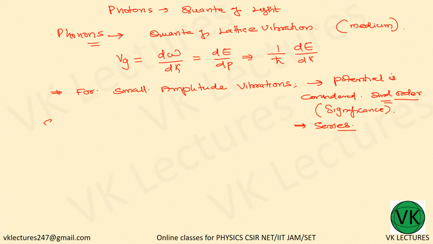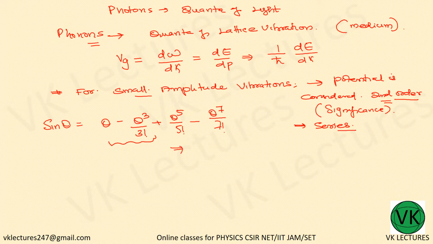For example, we saw yesterday in class what sin x is equal to: x minus x cube by 3 factorial. So here we can write theta minus theta cube by 3 factorial plus theta to the power 5 by 5 factorial, then alternate plus and minus will come, theta to the power 7 by 7 factorial. Now this goes on, right? Here, for small amplitude, only the first two terms are important. So this is called harmonics.